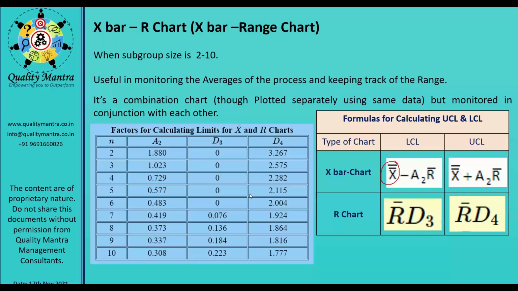And what does X double bar mean? Average of the averages. When we go to the Excel sheet, you will come to know. So wherever in statistics you see a bar, it is an average. R bar means the average of the range data, the average of the individual range values.